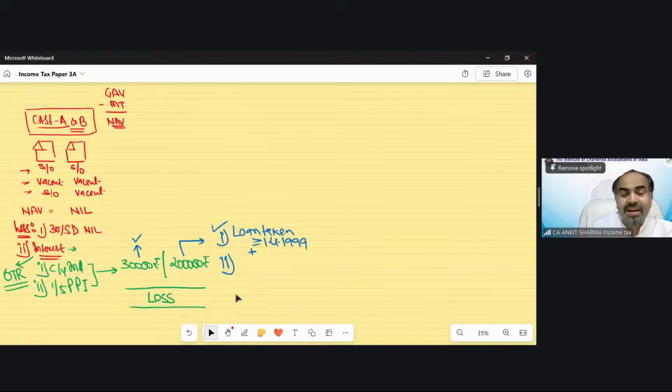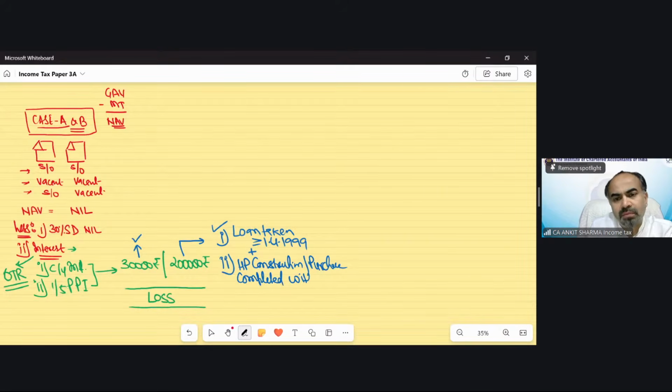And the second condition needs to be fulfilled also. That house property construction or purchase must have been completed within 5 years from the end of the financial year in which the loan was taken.